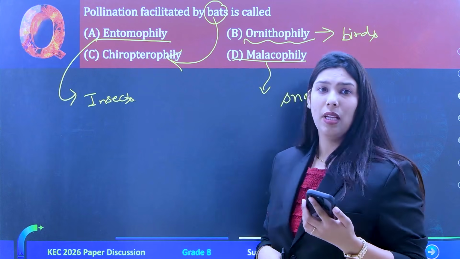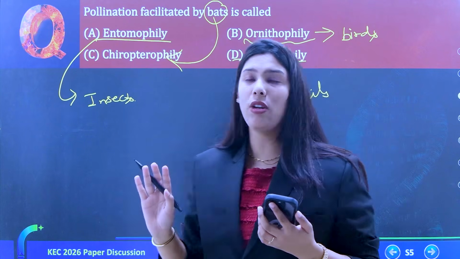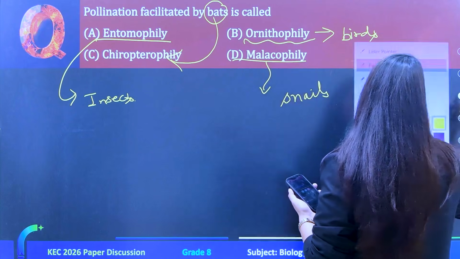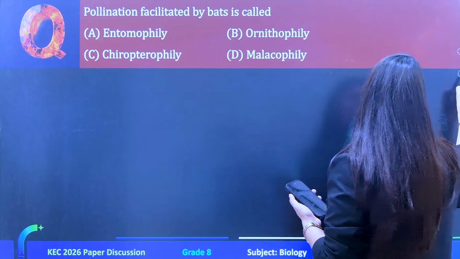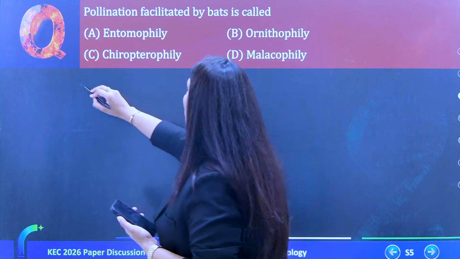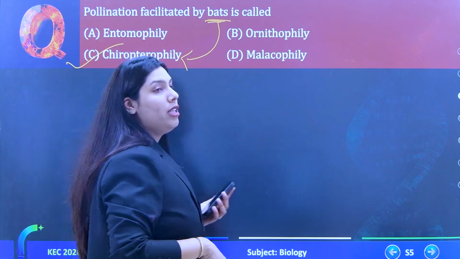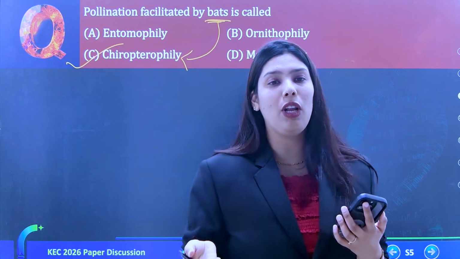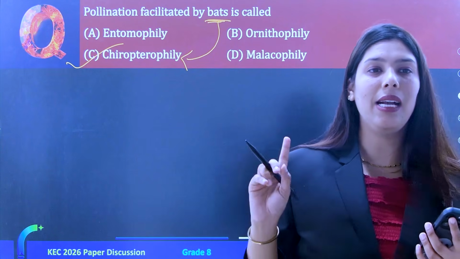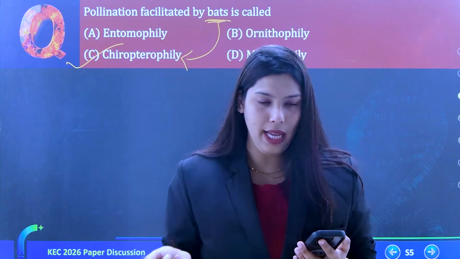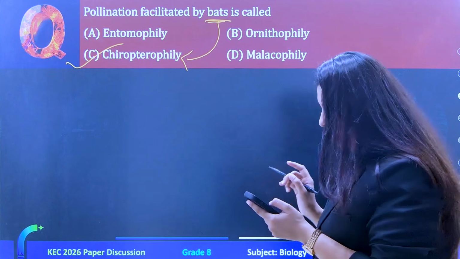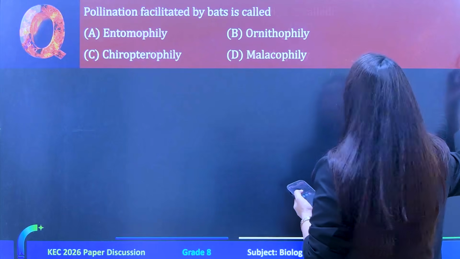Am I right or no? So the probable answer is chiropterophily, bat pollination. The agents for the pollination, if they are bats, then they are known as chiropterophily. Okay, good, good everyone, good Nihal.